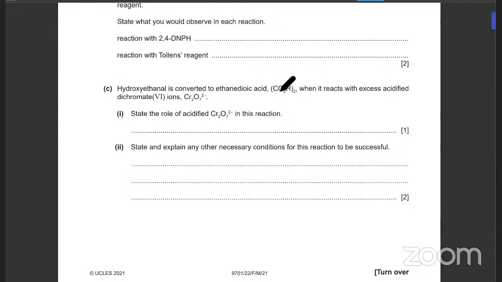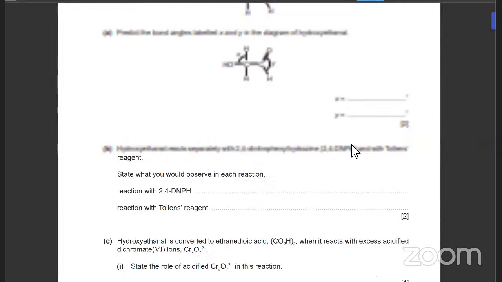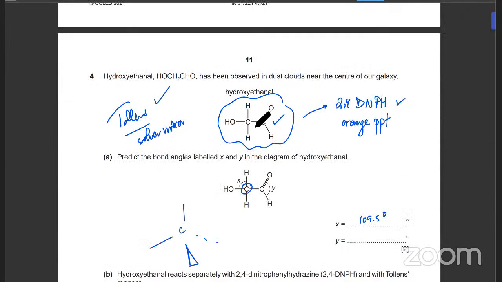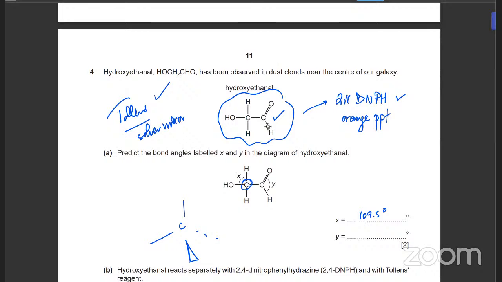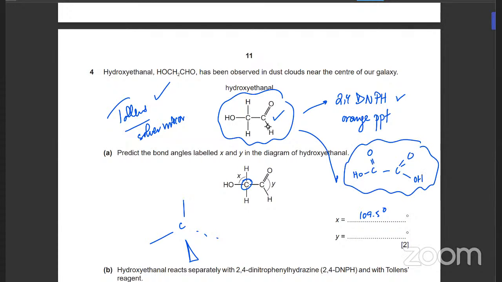Ethanol is converted to ethane dioic acid when it's treated with Cr2O7. What does Cr2O7 do? What is its role? It's an oxidizing agent. ठीक है, state and explain the necessary condition for this reaction to be successful. तो वो क्या कह रहा है कि इसको ना दोनों sides carboxylic acid, ठीक है? This side turns into C double bond O and OH, and that other side also turns into C double bond O and OH. So both sides turn into carboxylic acid.